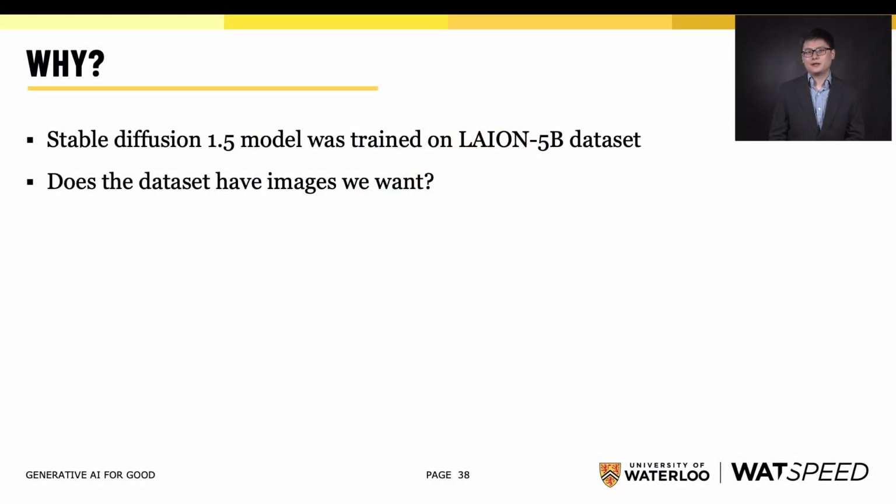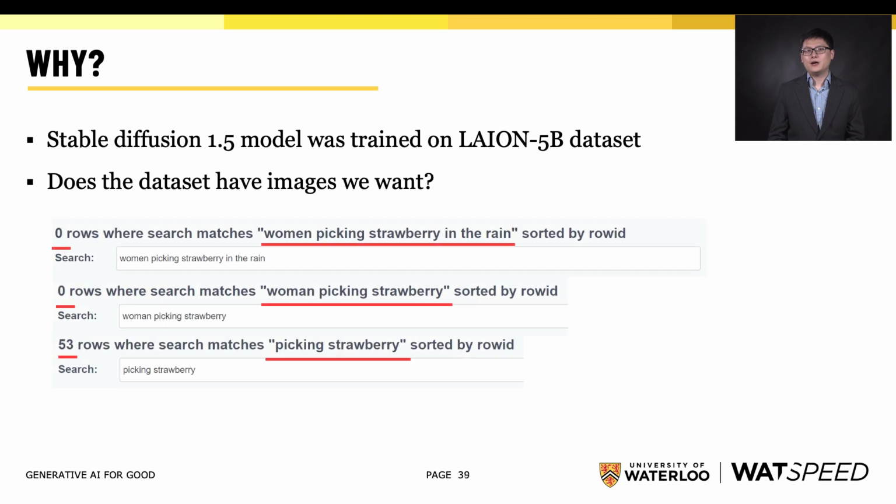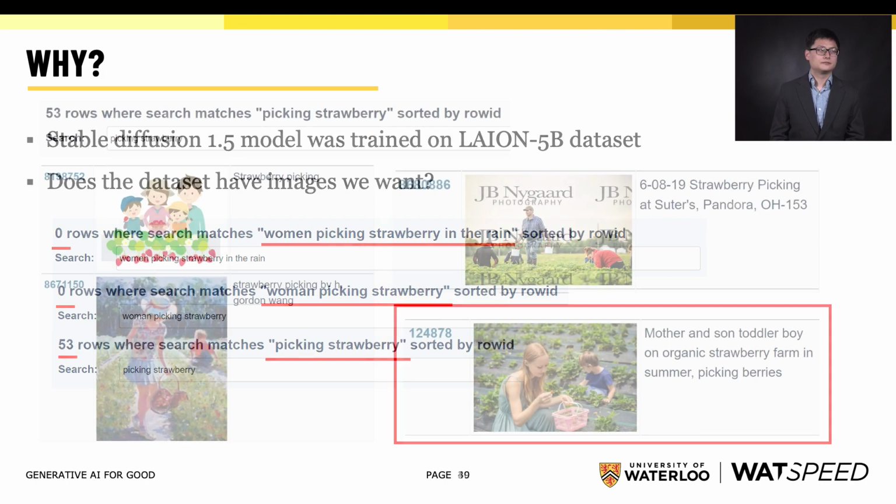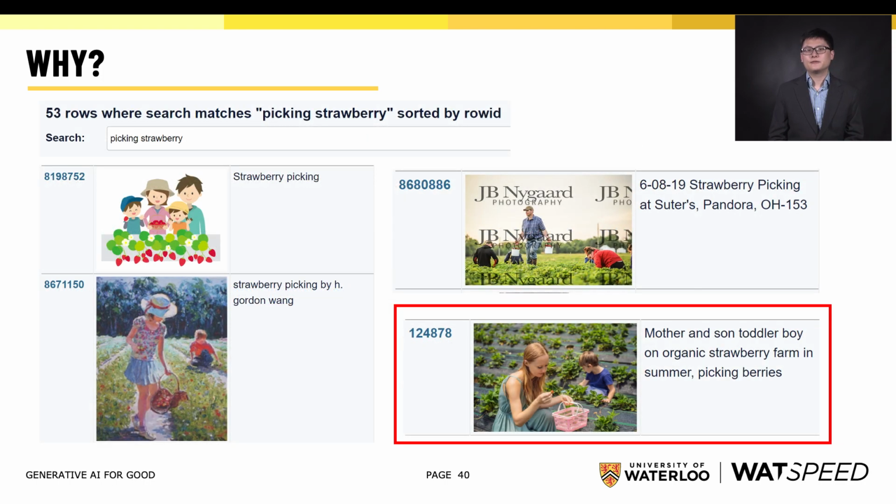One question comes to my mind. Does the dataset have the exact images we want? By opening this website, I was able to search images in this dataset. Here are the results that returned after my search. First, I searched woman picking strawberry in the rain, which returns 0 results. Then I searched woman picking strawberry. Again, it returns 0 results. And finally, I searched strawberry picking, which gave me 53 results. Here are some sample images from the 53 results.